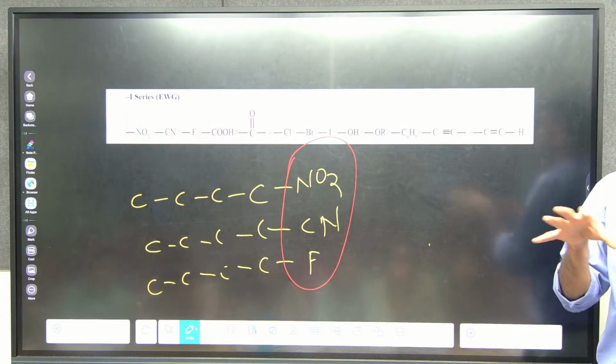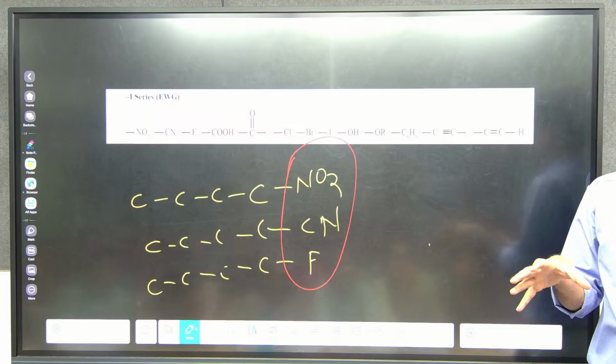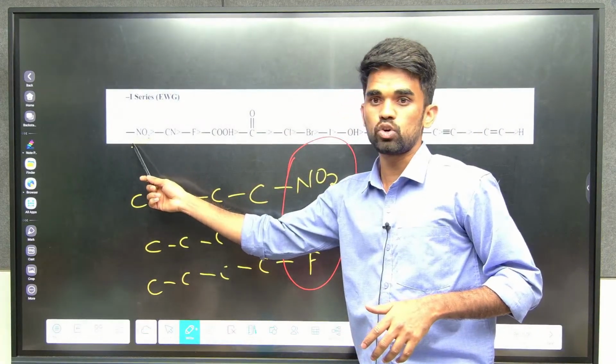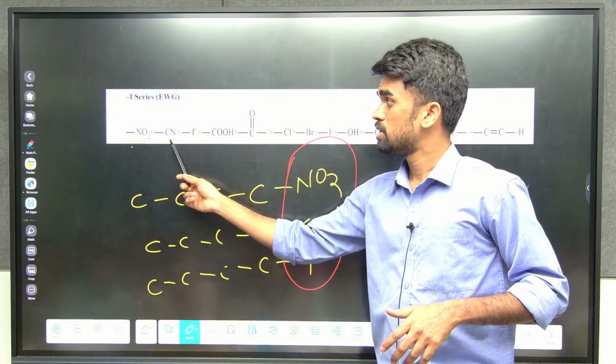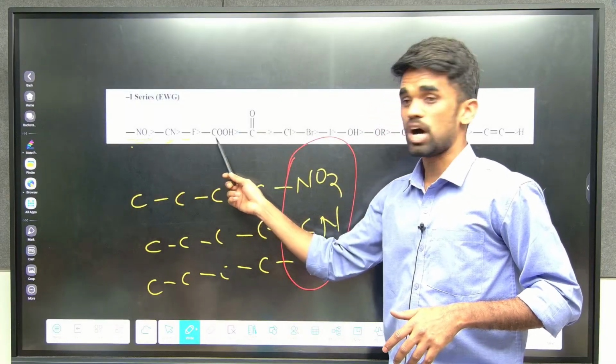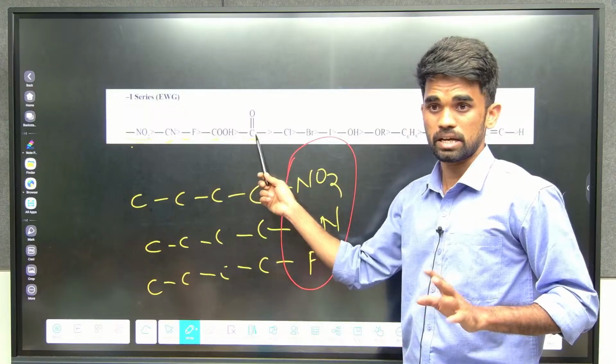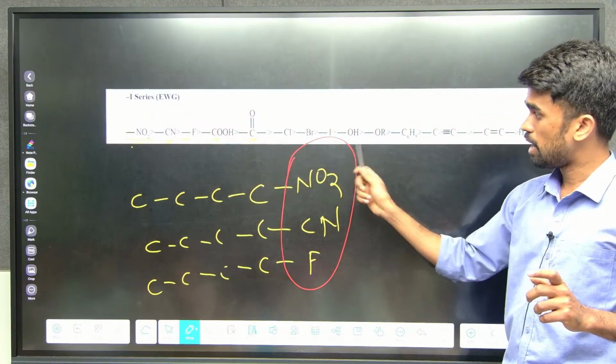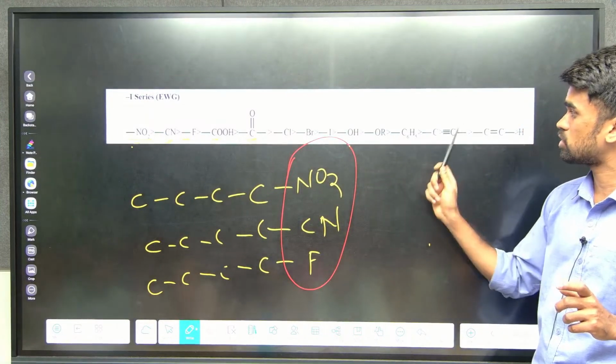This is given an experimental order. This is based on what? Experimental order. Which is the stronger electron withdrawing group? The nitro group, NO2. Then the next one? Cyano. Next, carboxylic acid. Next, the aldehyde and ketone functional groups. Next chlorine, bromine, iodine, hydroxy groups, alkoxy groups, like this.